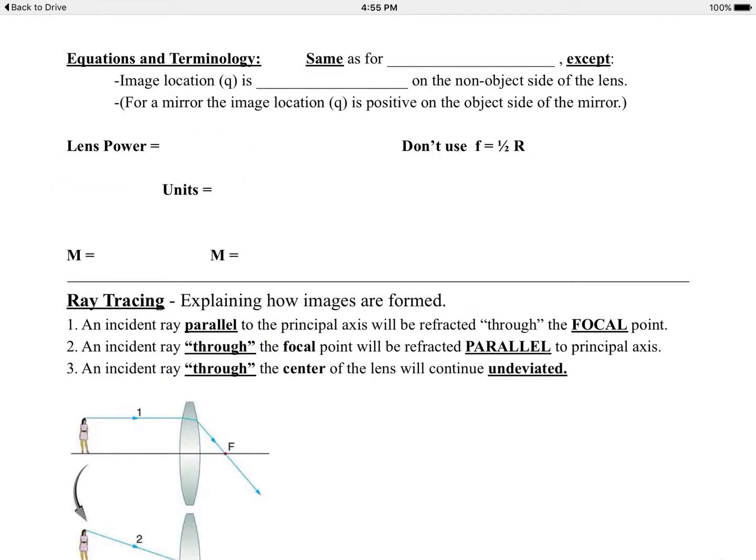The equations and terms for lenses are the same as they are for mirrors, with one major exception that will become clear with the diagrams, but it does get a little confusing. I'll write it down right now. The image location, q, is positive on the non-object side of the lens. This is opposite of what it is for mirrors. For mirrors, the image is positive distance if it's in front, or by the object. I'll go through that with the examples here in a few minutes.